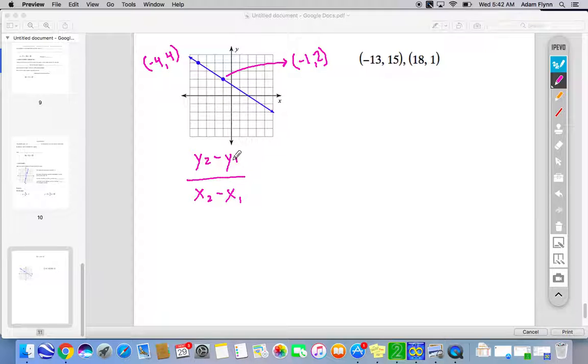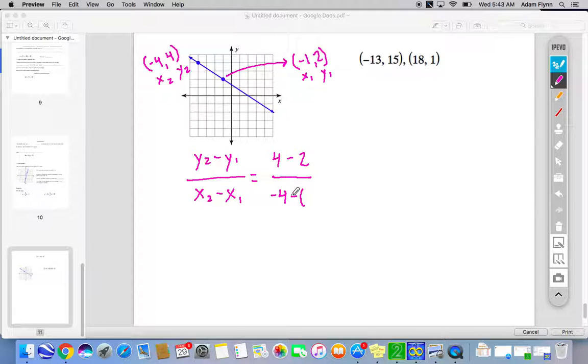Okay, so what I'll do is I'll label all my points. So how about I label this x1, y1, and I'll label this x2 and this one y2. Okay, so now I'm just going to plug all my numbers in. So y2 is 4 minus y1, which is 2, divided by x2, which is negative 4, minus x1, which is negative 1.